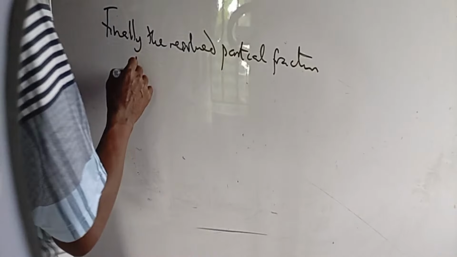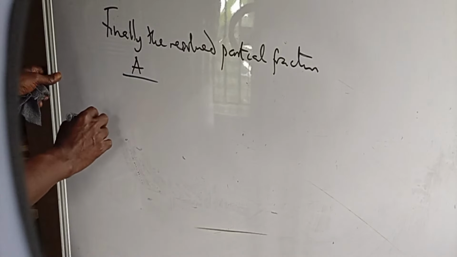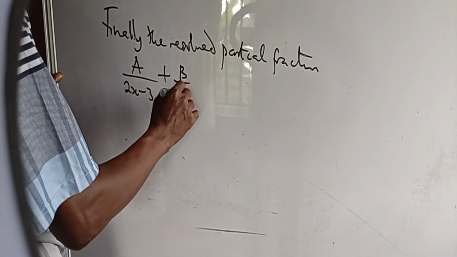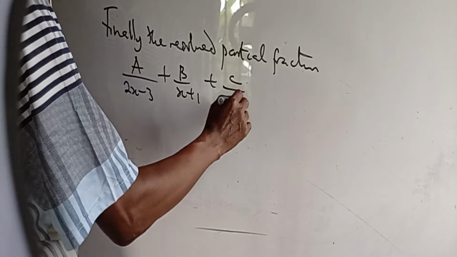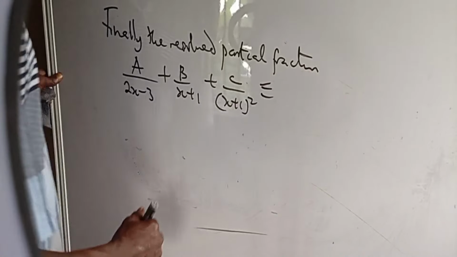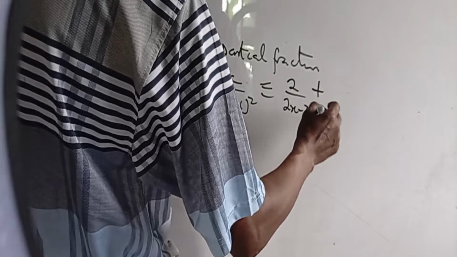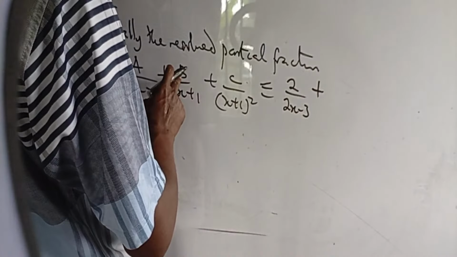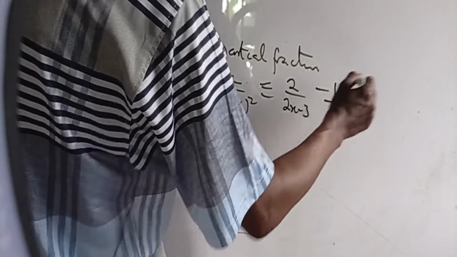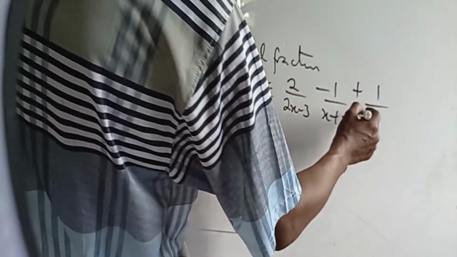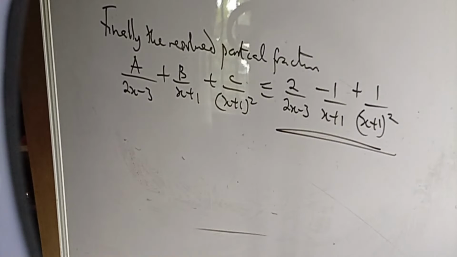Can we still remember A over 2x minus 3 plus B over x plus 1 plus C over x plus 1 squared? It will now be: our A is 2 over 2x minus 3, plus B, which is minus 1, so minus 1 over x plus 1, plus our C is 1 over x plus 1 all squared. So this is the resolved partial fraction.